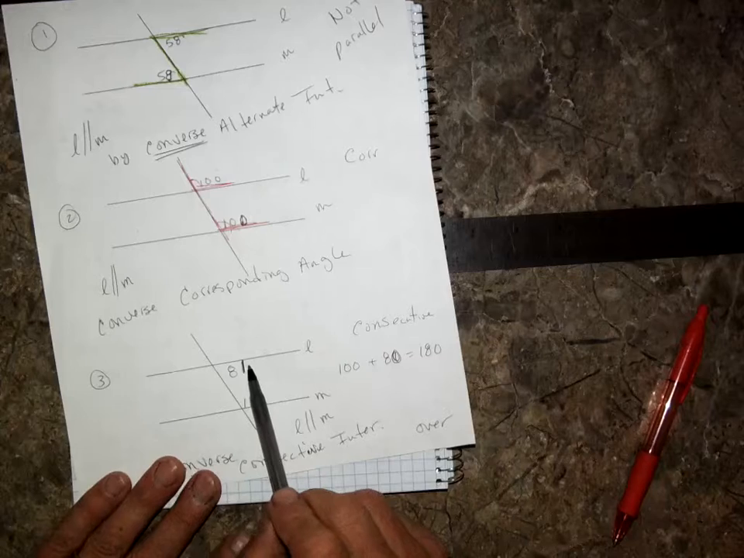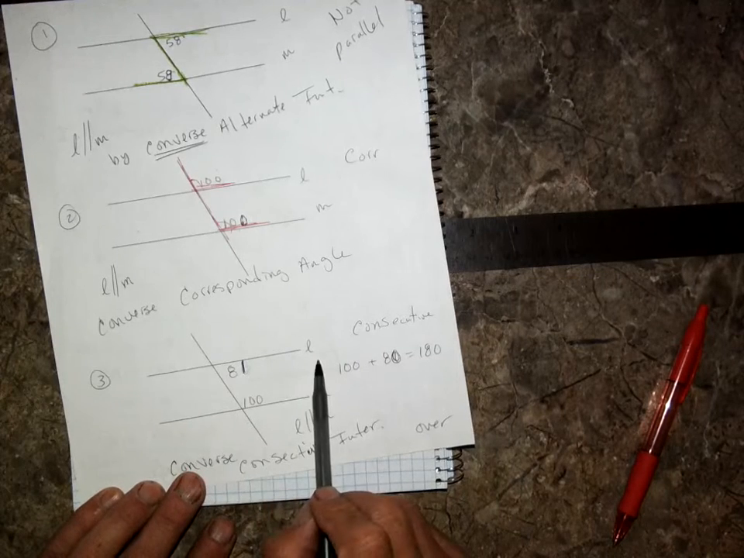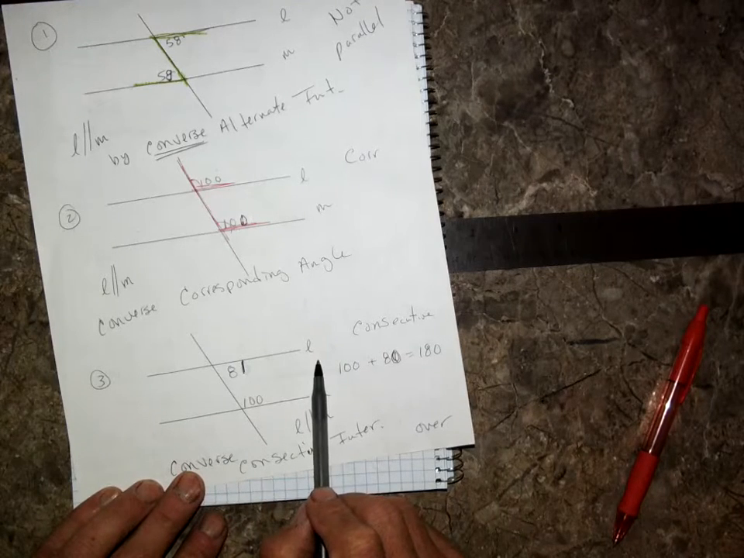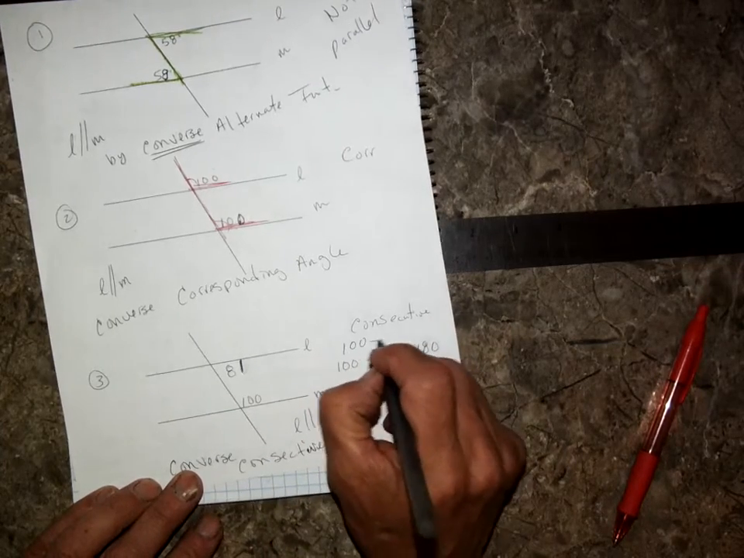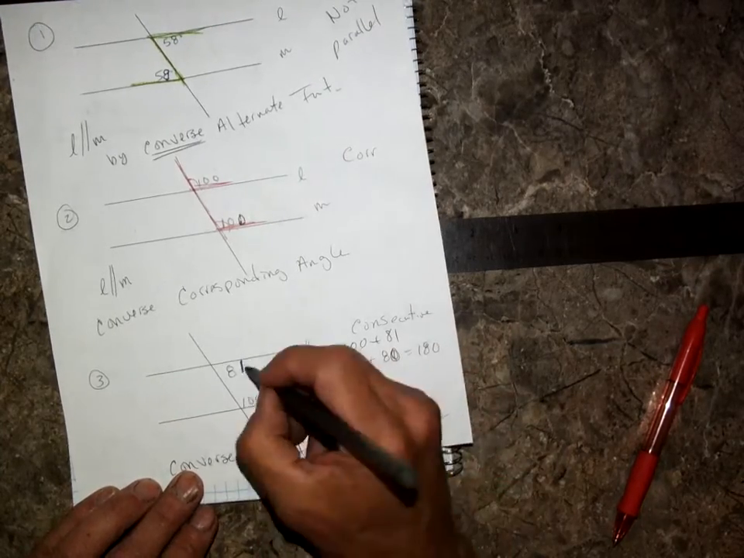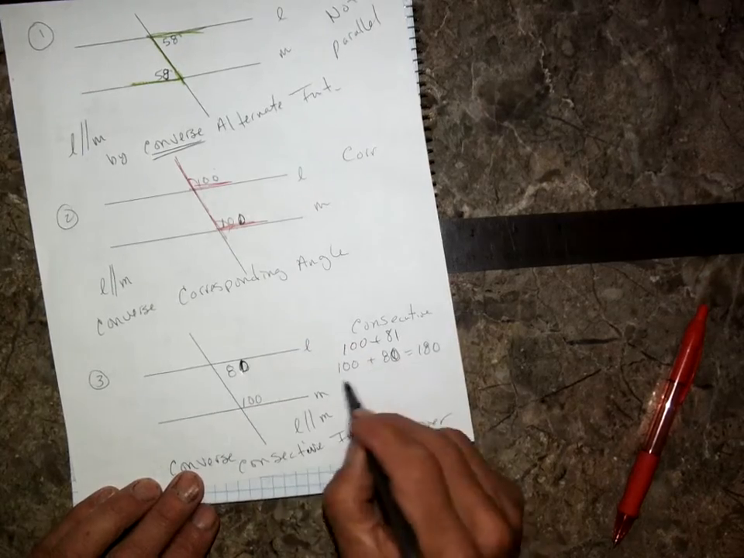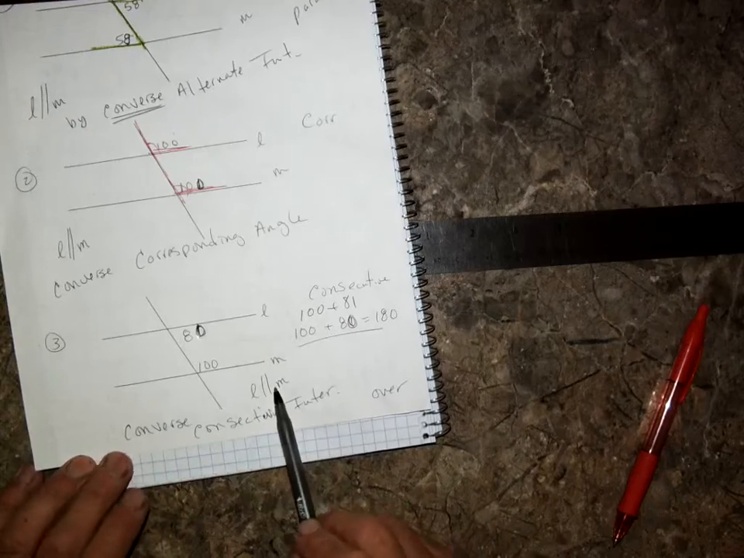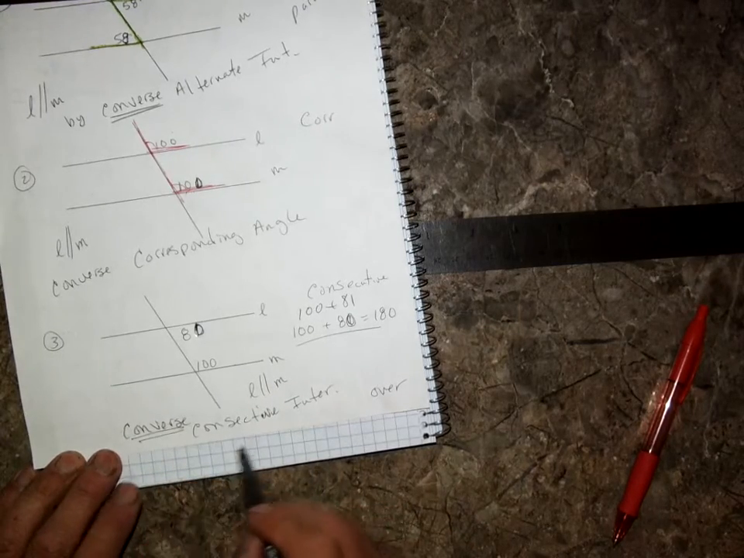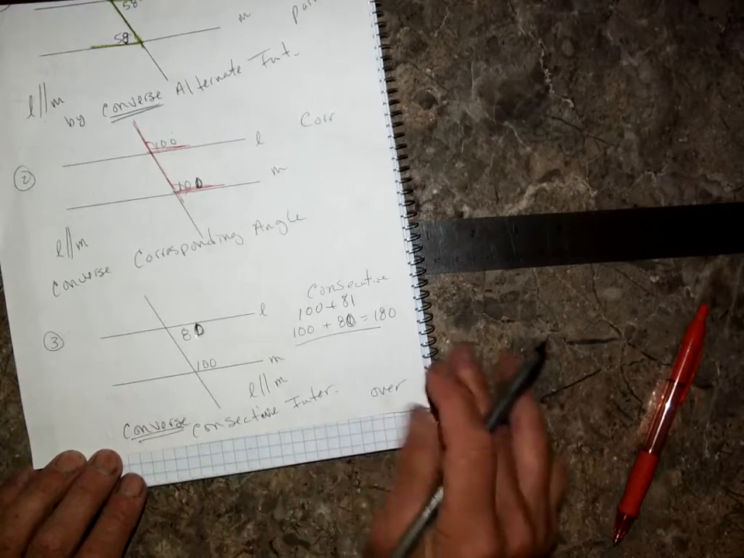Are these parallel? They look parallel. Nope, they're not, because they don't add up to 180 degrees. See, I got 100 plus 81. Nope, it's not going to work. But if I change this to 100 degrees, then yes, they would be parallel. So I have parallel lines by converse, because we're making lines parallel, consecutive interior angle theorem.